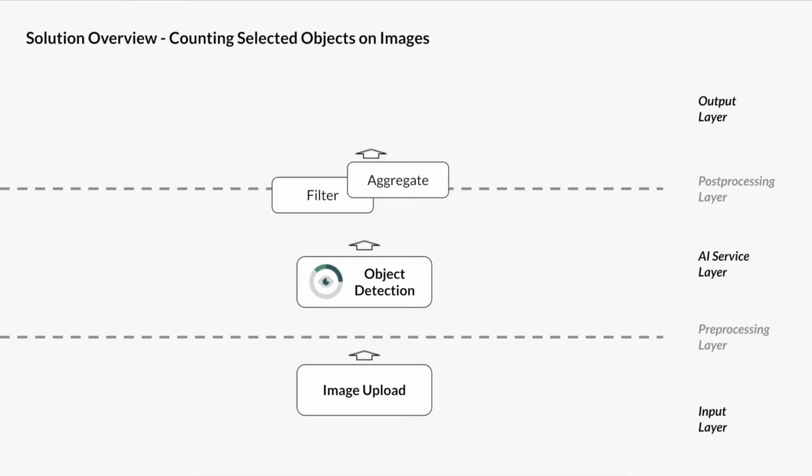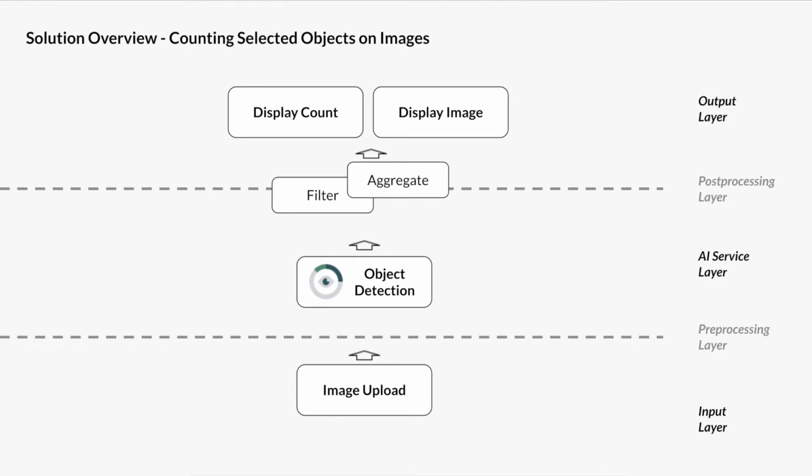Next, we aggregate the filtered results to count the number of occurrences. And finally, we'll display the count and also mark the object labels in the image for convenience. Let's jump over to our notebook and put these steps into practice.